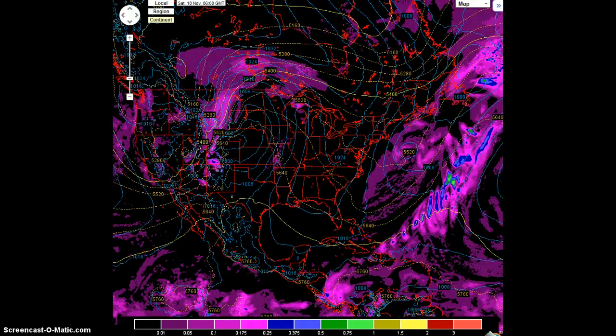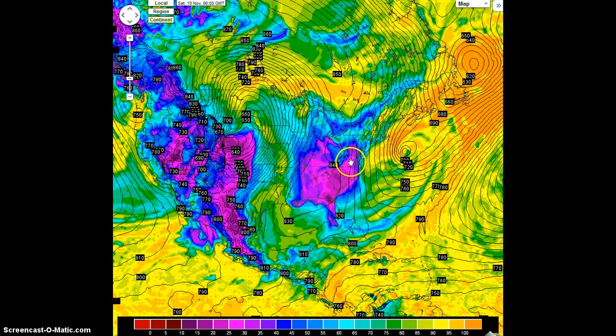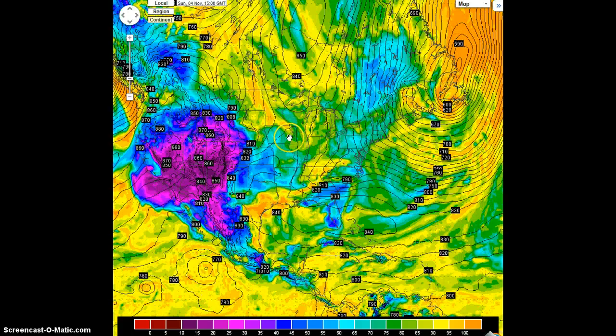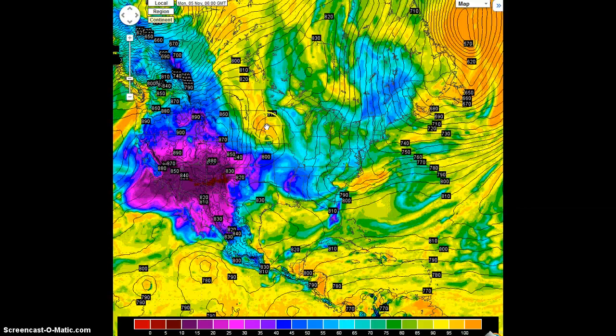Let's take a look at the next level here. We will look at 925 millibars, which shows moisture. And again, starting out, here's the upper level system that's going to be dropping in. There it goes.